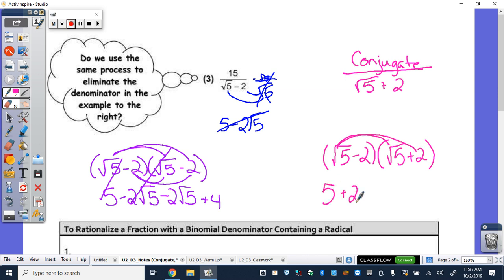Then I have positive 2 radical 5. Minus 2 radical 5, and then I get a minus 4. And then what happens with my radical 5s? Then they are gone. So the conjugate gets rid of that radical term in your denominator. So if you have 2 terms down there, you have to multiply it by the conjugate. Whereas if you just have 1 radical, you just multiply by that radical.